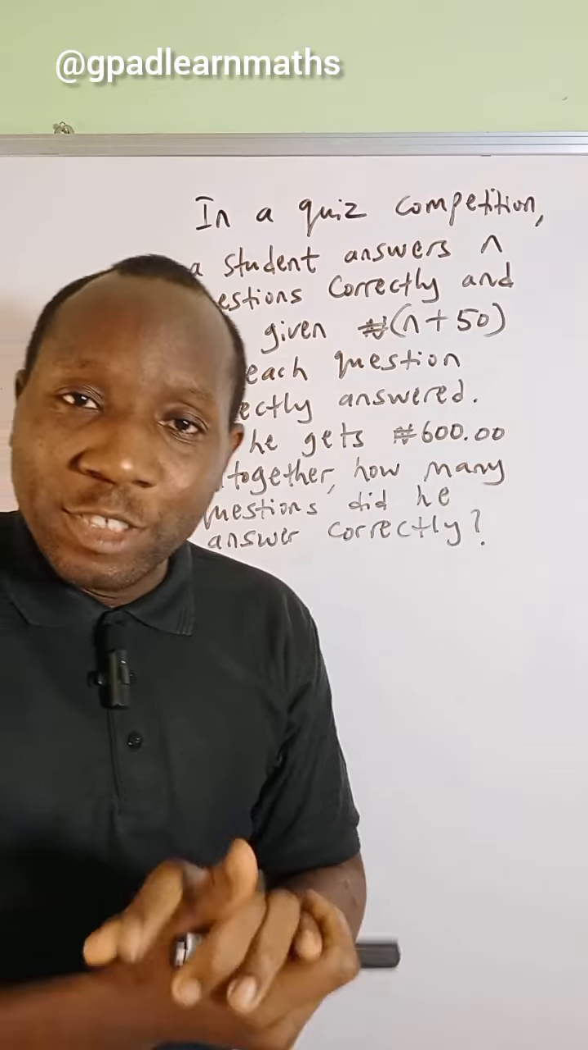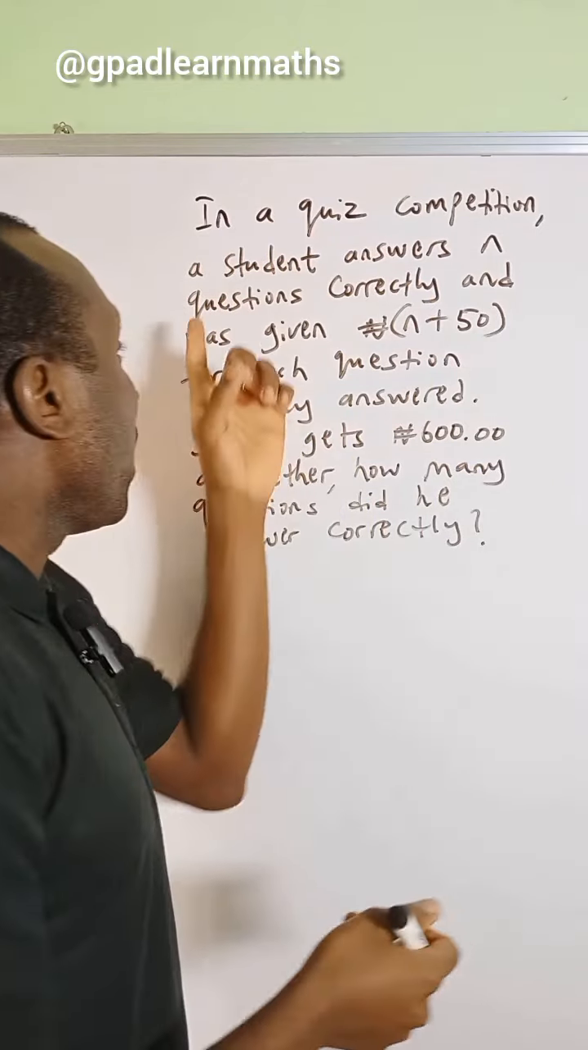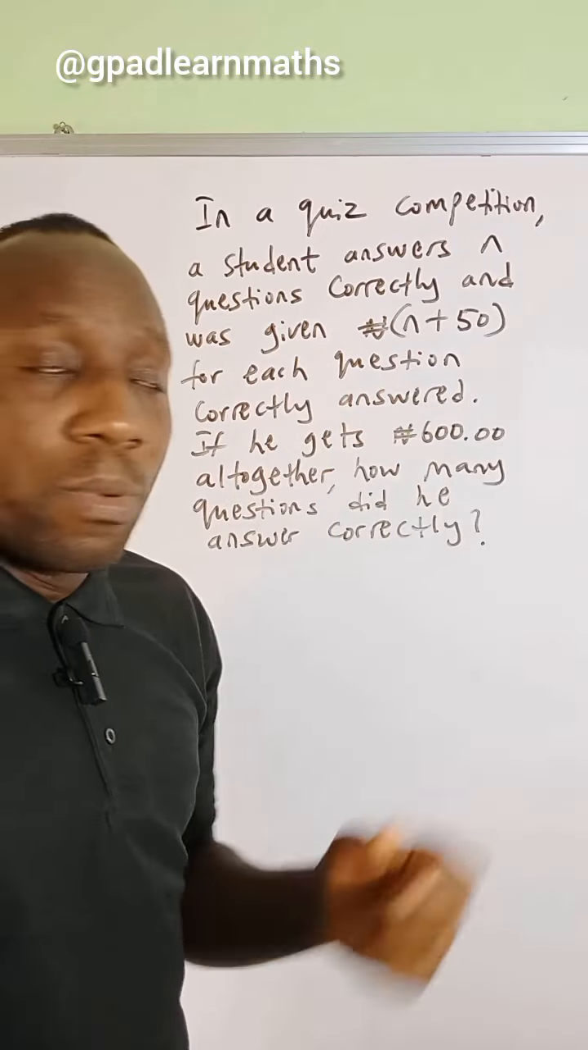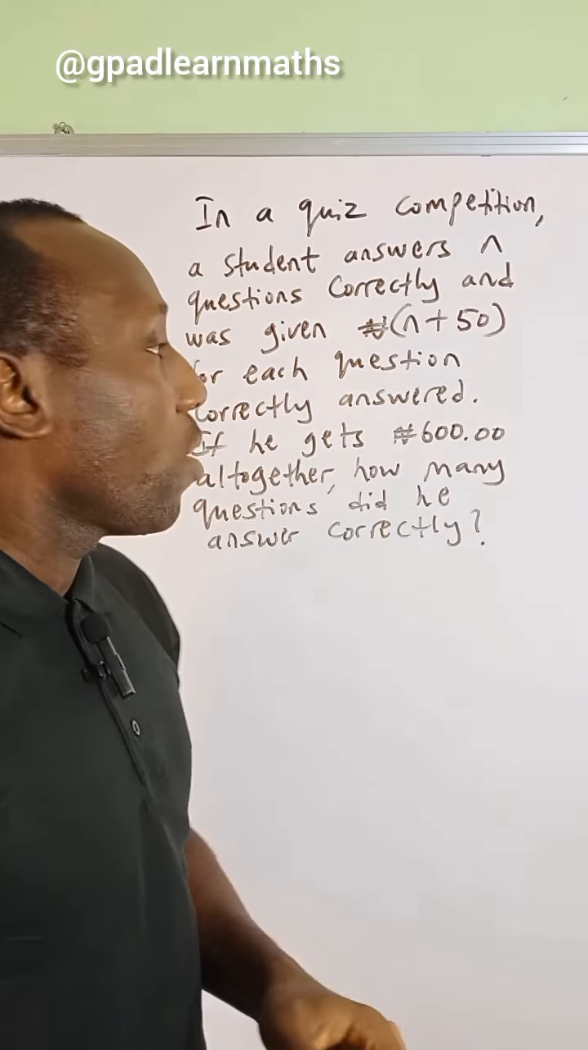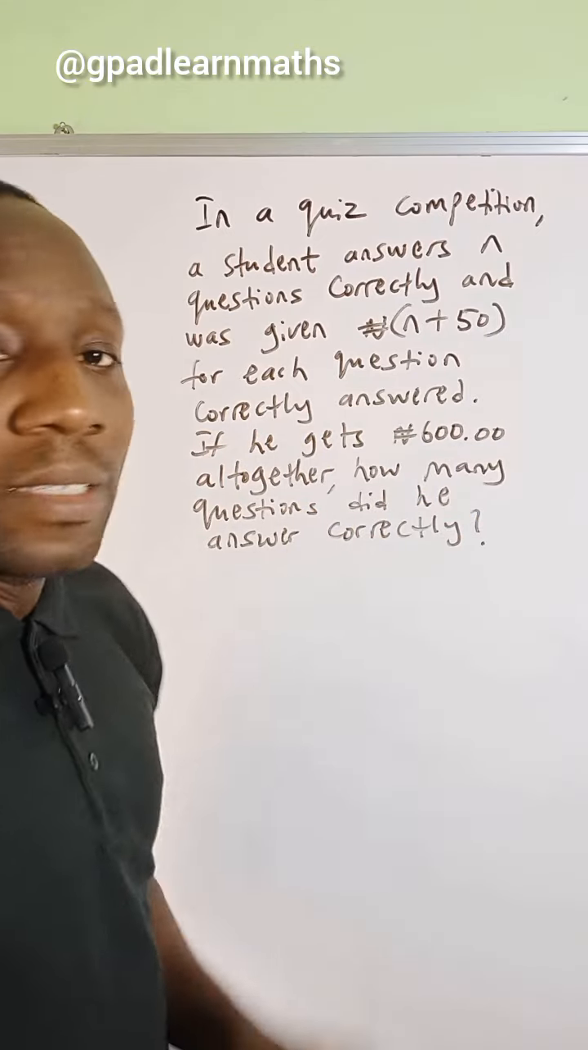This is a very interesting question. It says, in a quiz competition, a student answers n questions correctly and was given n plus 50 naira for each question correctly answered. If you get 600 naira altogether, how many questions did he answer correctly?